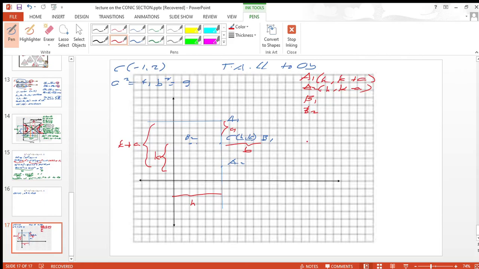For B1, it will be h plus b. To the left, h minus b. Same horizontal line, so they must have the same ordinate with the center, k and k. So you have your vertices now. Next, your foci.